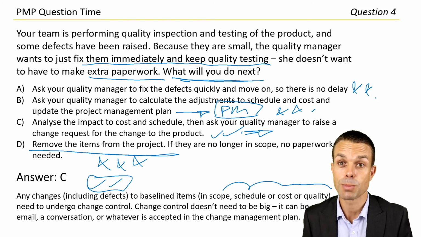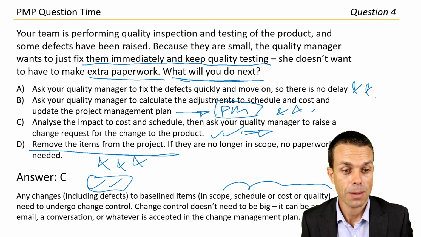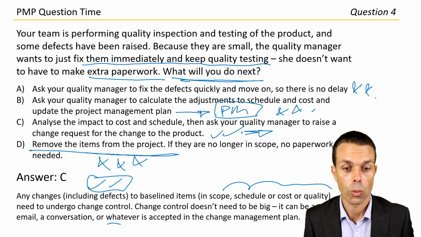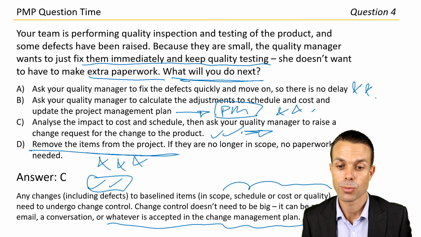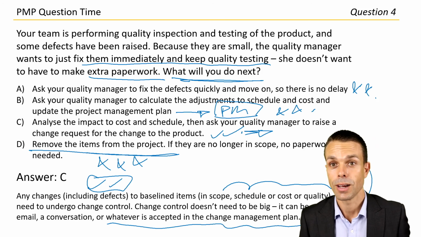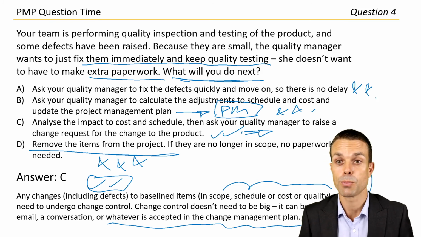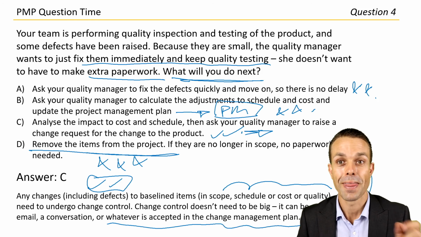Change control doesn't need to be big, so this is important too. It can be an email, it can be a conversation, or whatever is accepted in the change management plan. That's where we're going to go to: what does our change management plan say? What is the process for change control? That was a great one.